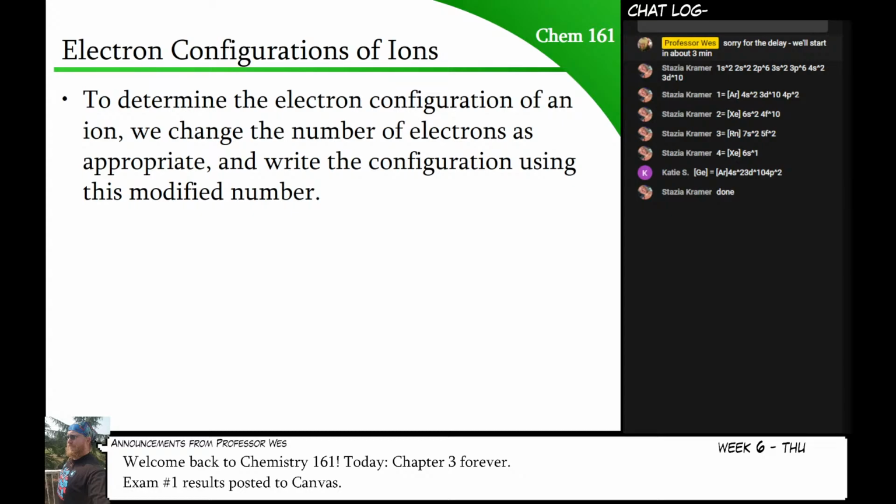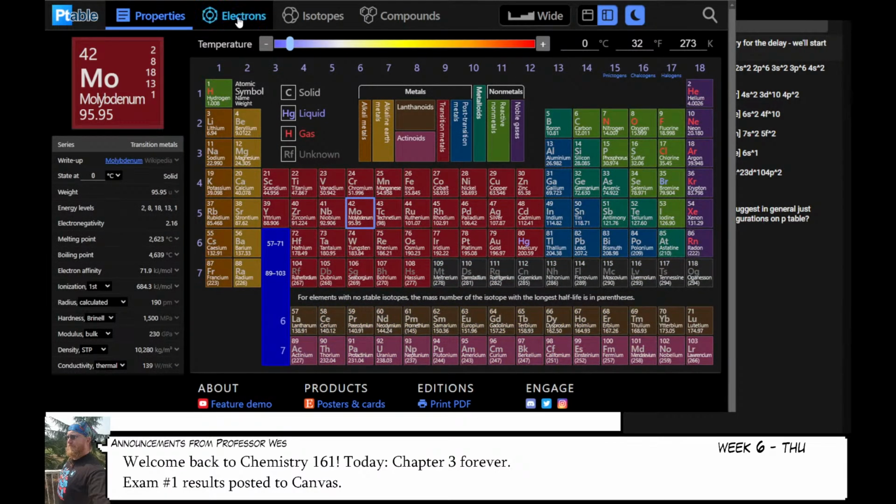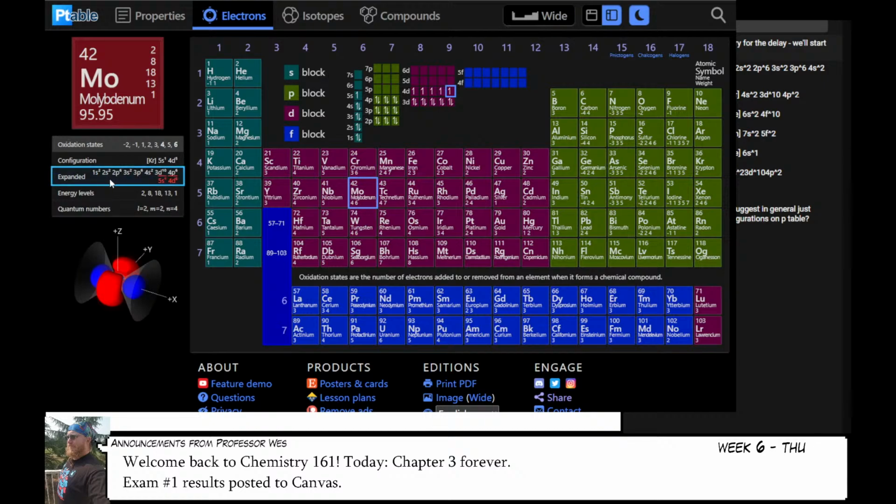All right. We've done electron configurations of elements. Oh, sorry, there's a question. Would you suggest in general just finding electron configurations on p-table? If you're on p-table, I can actually show you this because I'm playing with it as I do this. I didn't know there was this mode for the longest time. If you go up here to electrons, it will show you all this information, and here's the electron configuration.